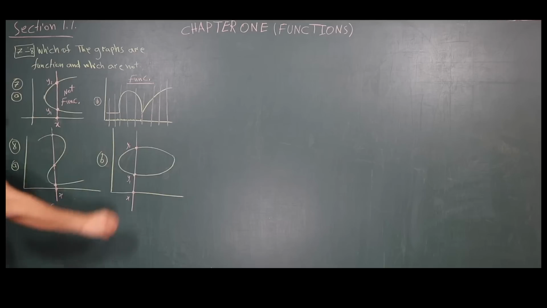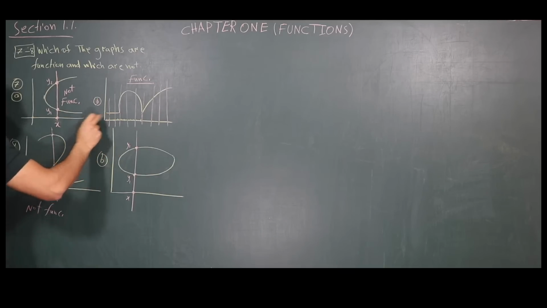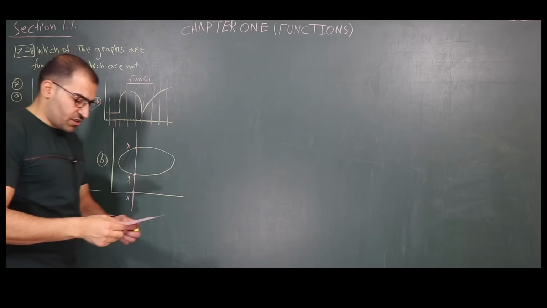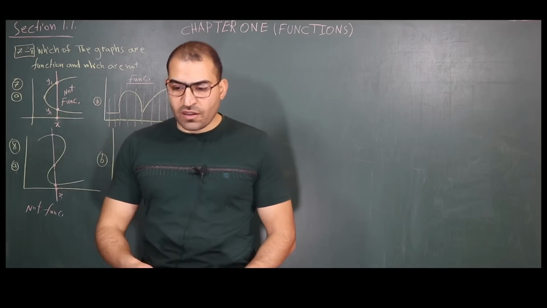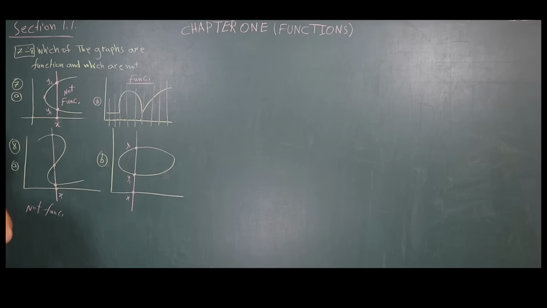So we can see that this is the only case where the graph represents a function, and these three cases are not functions. So we're done with exercise number 7 and exercise number 8, and we found out that these are not functions.